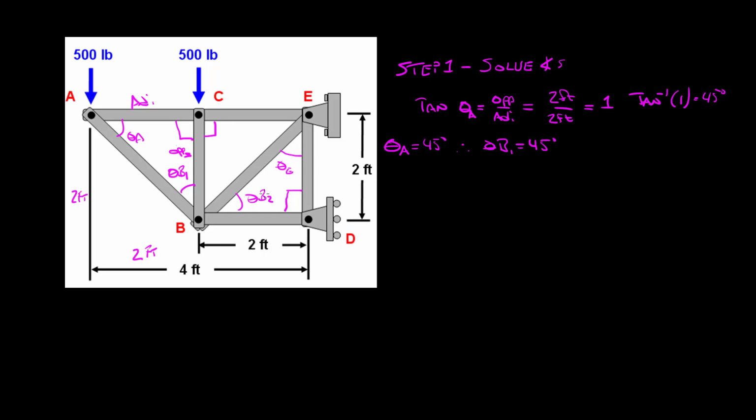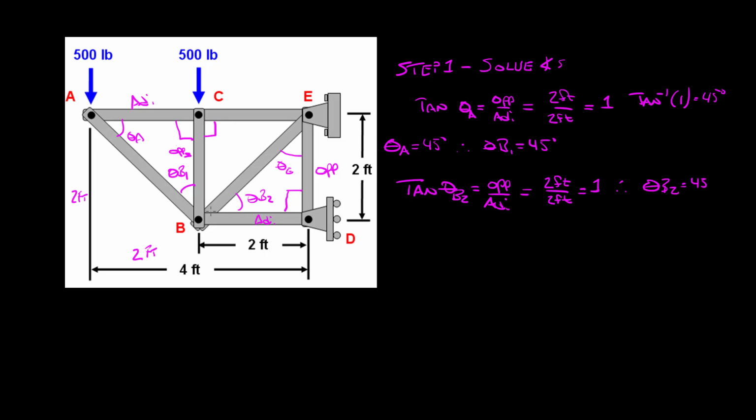So that's pretty easy. Similarly, I'm going to come over and find theta B2, and it's the same formula. The tangent of theta B2 is going to equal my opposite over my adjacent, and forgive me for going over this over and over, but I want to be sure you understand that. For B2, my opposite is right here, and my adjacent is right there. That ends up being 2 feet over 2 feet, which equals 1. Therefore, theta B2 is also equal to 45.